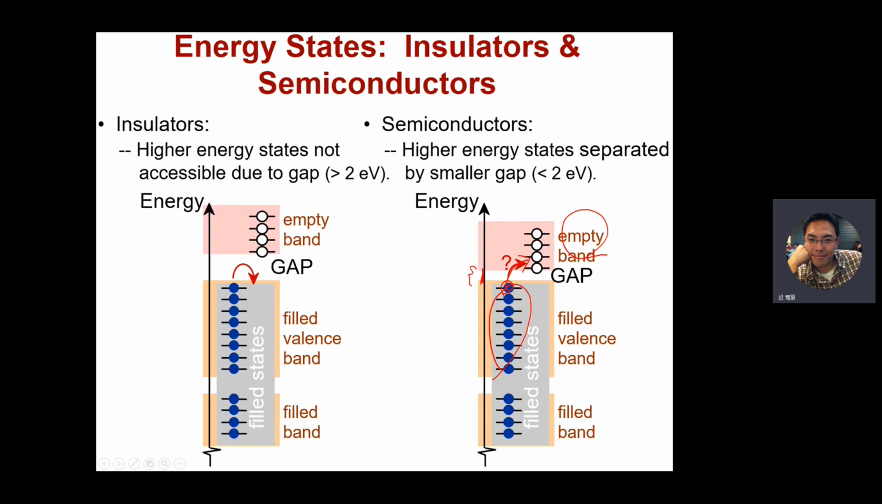However, for semiconductors, we need a higher external energy to excite the electrons to jump to a higher energy level, to the conduction band. And for insulators, we need extremely high energy to push electrons to jump to the higher energy level. Mostly, if this external energy is not high enough, the electron cannot jump to the conduction band.